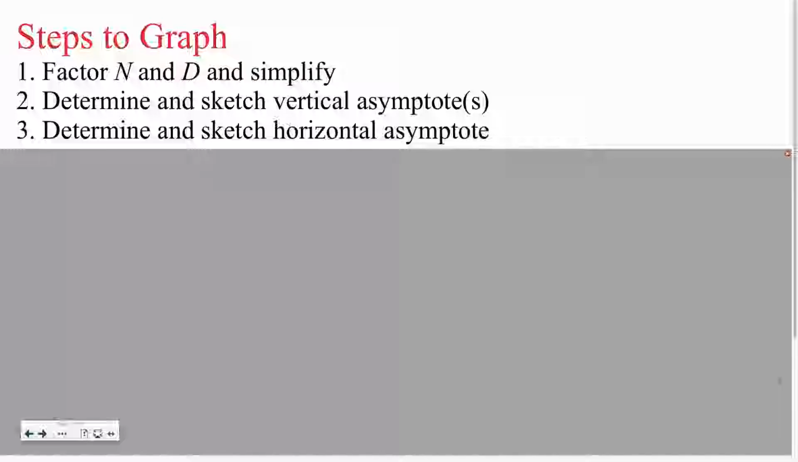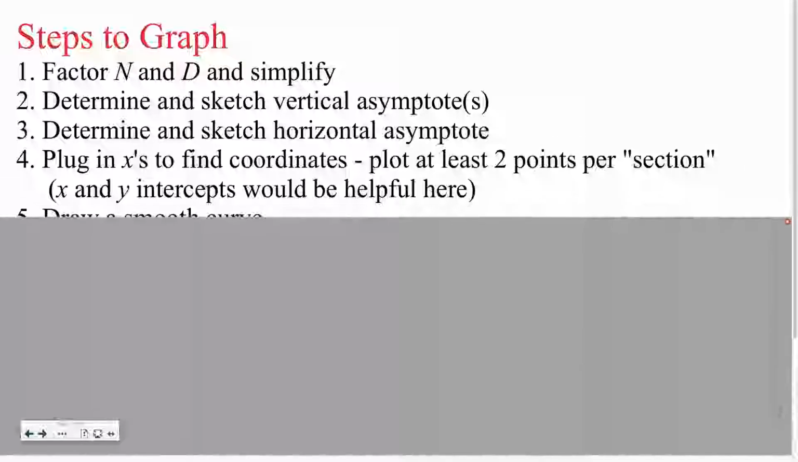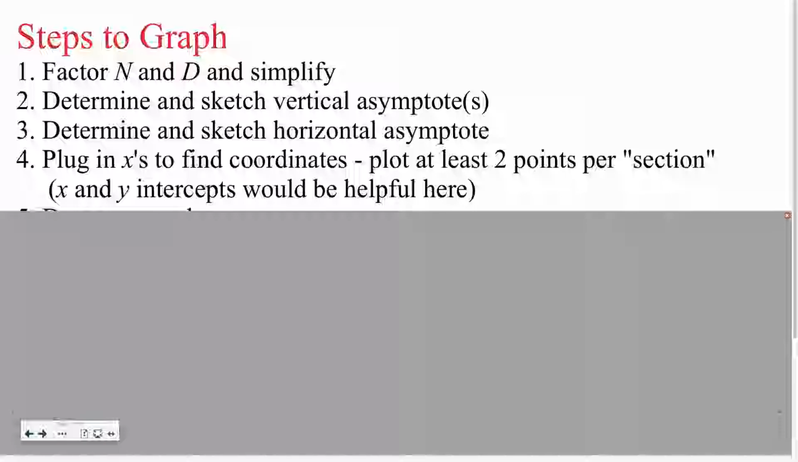There will only be one horizontal asymptote, but we could have multiple vertical asymptotes. Then I'm going to ask you to plug x values in to find coordinates. However many sections of our graph we have, I'm going to ask that you pick at least 2 points so you can get the shape.